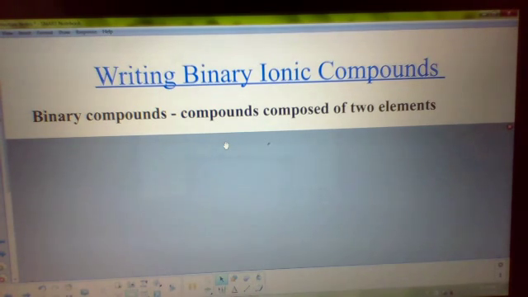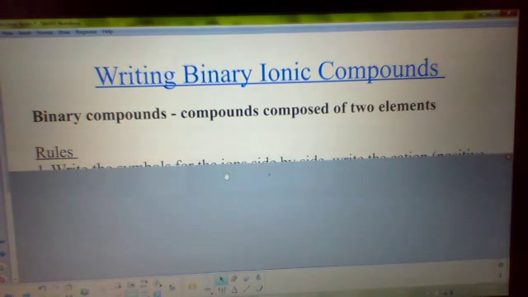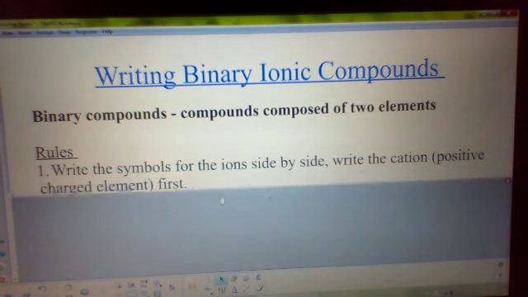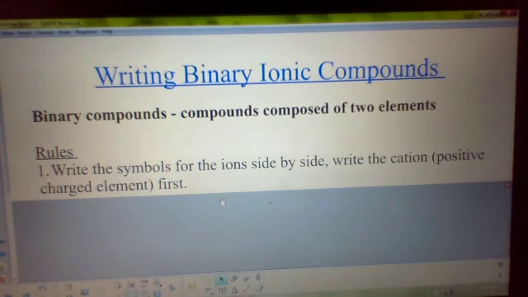By the way, at any time, if I'm going too fast, please somebody pause it so you are not getting frustrated at the pace. There are certain rules we have to follow for writing a compound. First off, you take the elements and you put the symbols down, and they're going to go side by side. You write the cation, which is a positive charge element, first. 99% of the time, the cation, the positive charge element, is going to be a metal, so it's going to be on the left hand side.